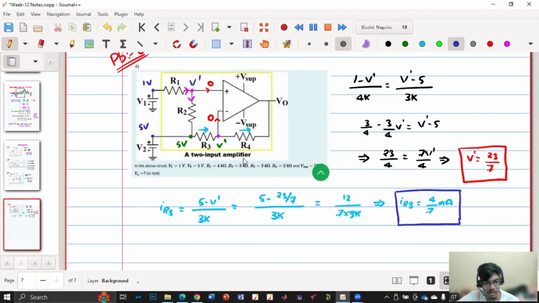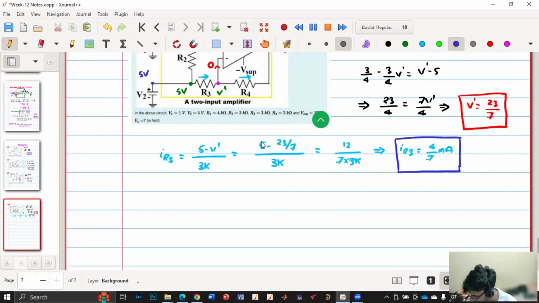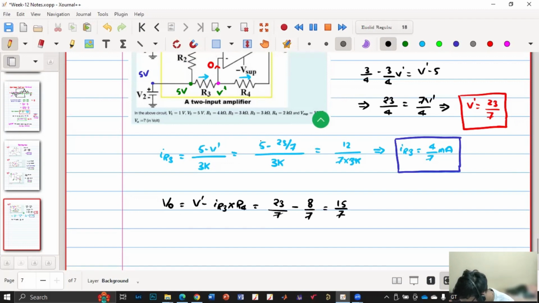V dash minus V naught by R4. V dash minus IR3 into R4, right? Yes. So V naught is V dash minus IR3 into R4. So V dash is 23/7 minus IR3, which is 4/7, into R4, which is 2K. So 8/7. So this will be 15/7.